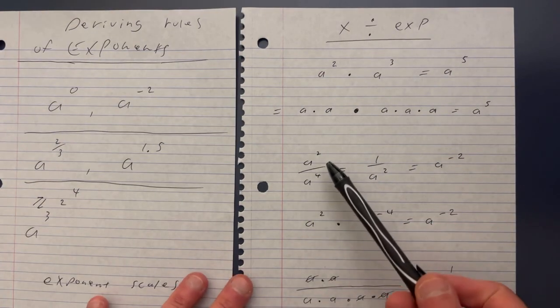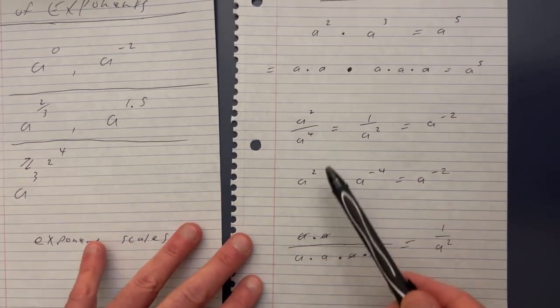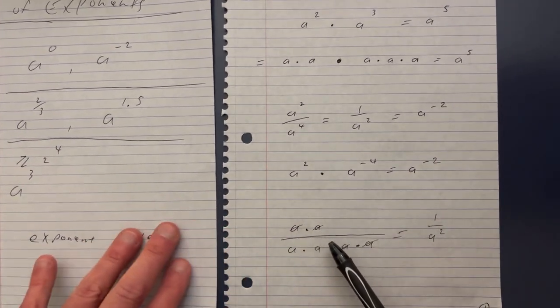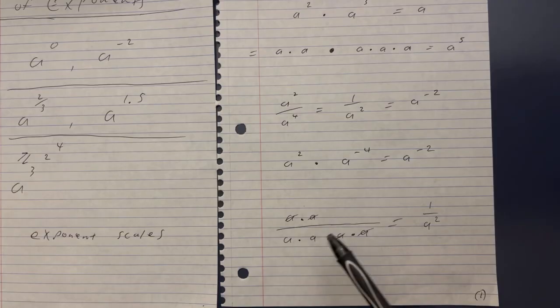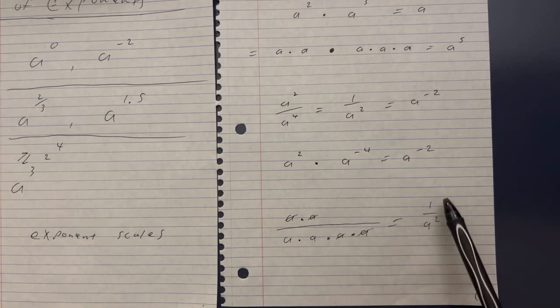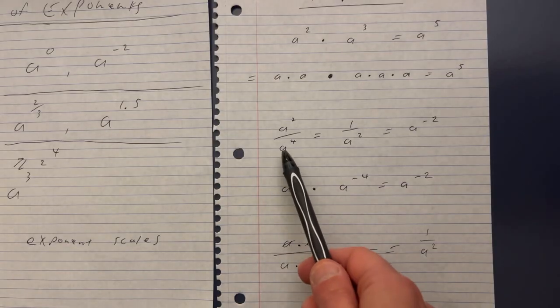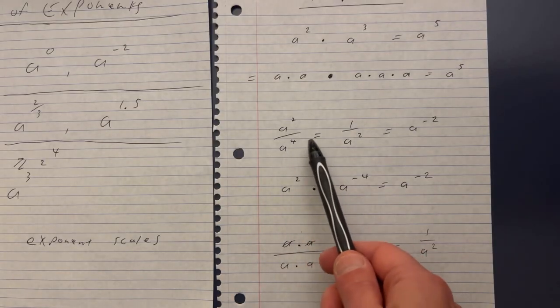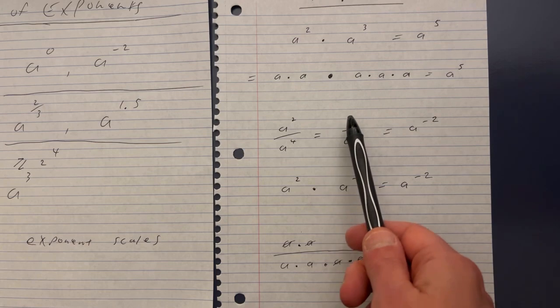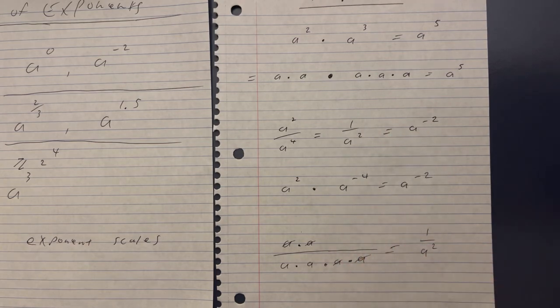If we take a squared divided by a to the fourth, that's the same thing as a times a, quantity divided by a times a times a times a. The two a's on top will cancel out with two of the a's on the bottom. You end up with 1 over a squared, or a to the negative second. So when you have a squared divided by a to the fourth, that's 2 minus 4, so it's negative 2. You get 1 over a squared, or a to the negative second.